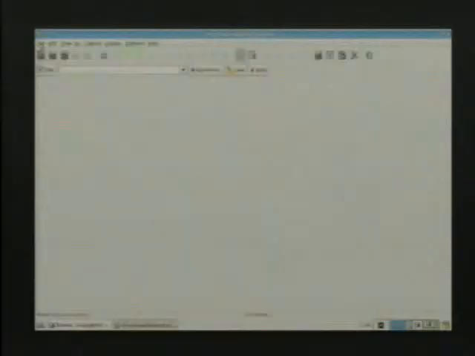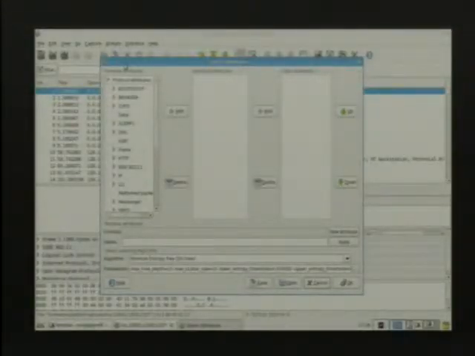So here is a modified Ethereal. What I'm going to do is I'm going to load a packet trace. And you see it's a normal packet trace, about 5,000 packets, small enough. And here I have all the features that are available according to the Ethereal dissectors in this set.